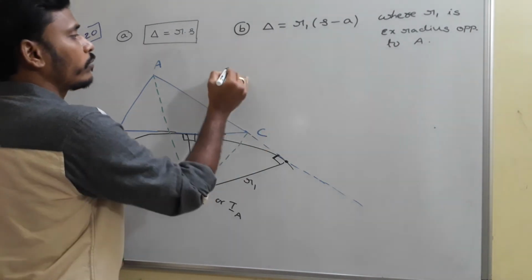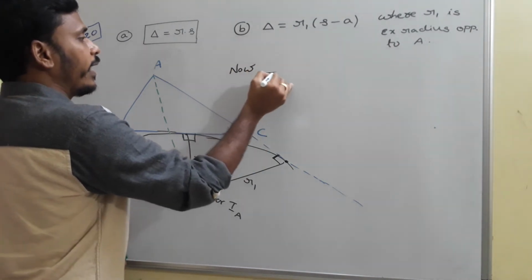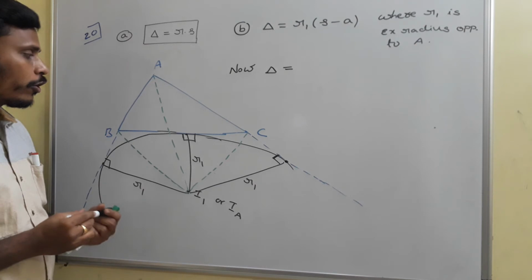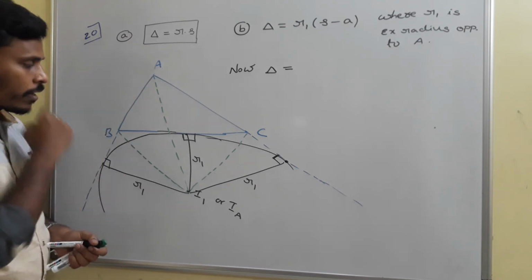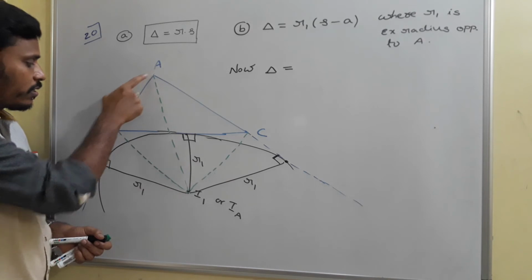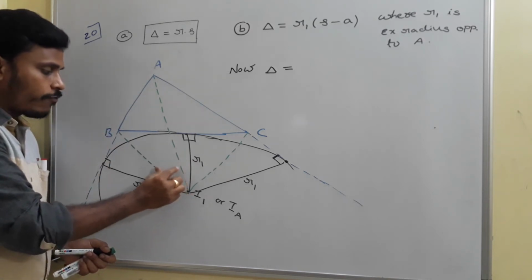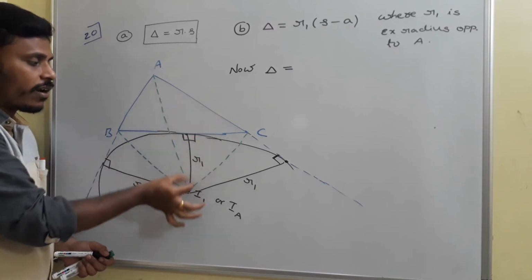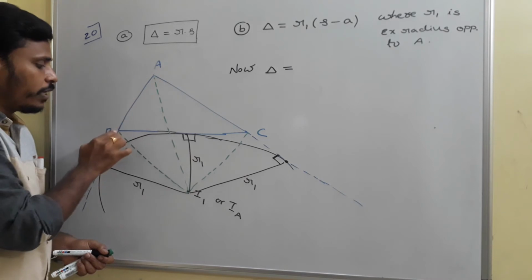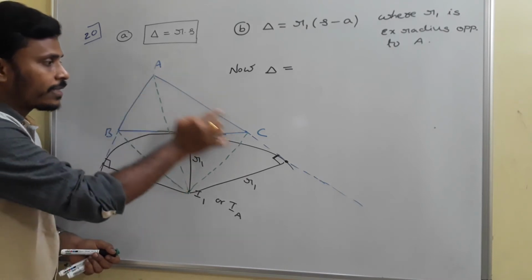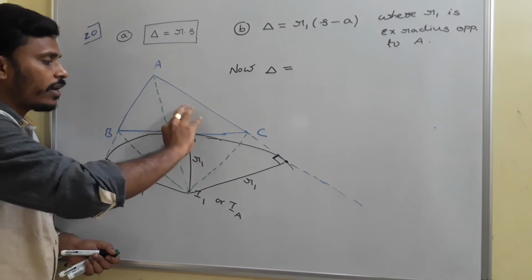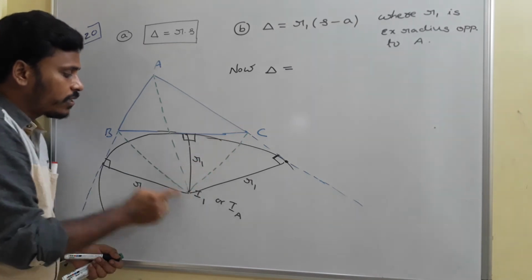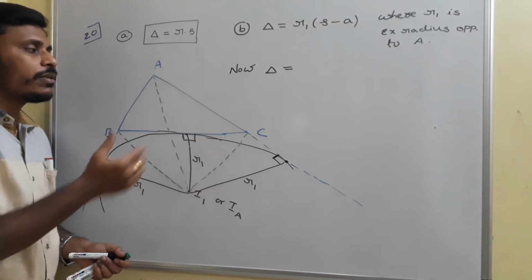So now delta, which is the area of the triangle ABC, is equal to, just look there, what I am going to tell you is, first of all, this is I1, this is A, this is B. You just pay your attention. I1AB, this is a triangle. And then I1AC, this is a triangle. I1AB is one triangle, I1AC is another triangle. Take the sum of the areas of these two triangles, and from that sum, if you remove this I1BC area, then you will get the triangle ABC area.